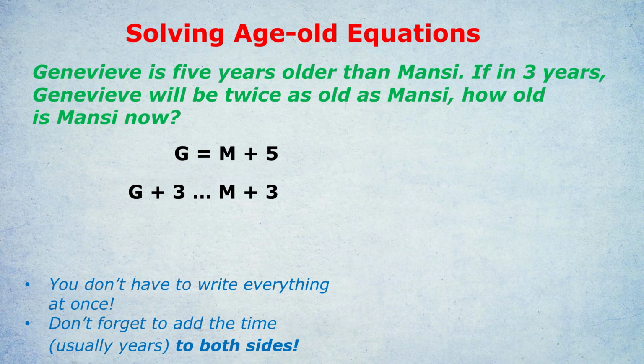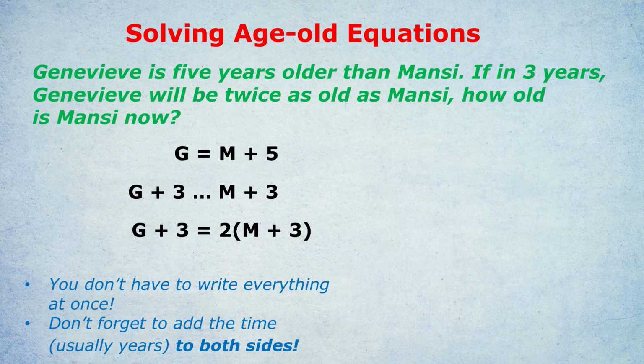And now we can get to the equation bit. It says that Genevieve will be, and the will be is like an equals, twice as old as Mansi. So the 2 and then the brackets belongs on Mansi's side. Genevieve will be twice as old as Mansi. So that Genevieve total on the left, G plus 3, will equal 2 brackets the Mansi total, M plus 3, giving you this equation. And that's the hardest step that many students miss.